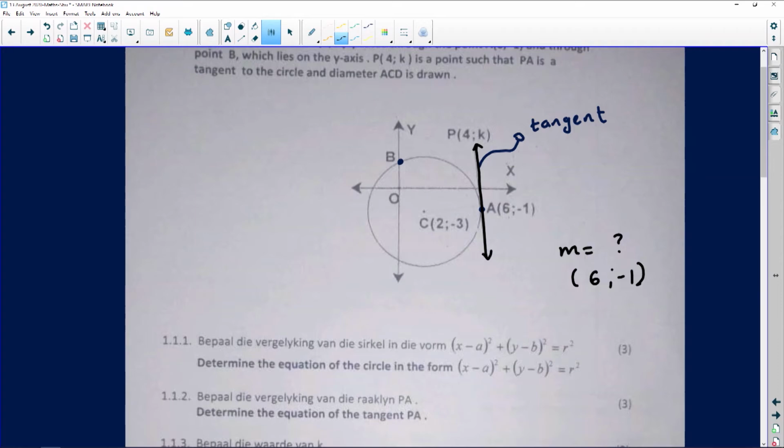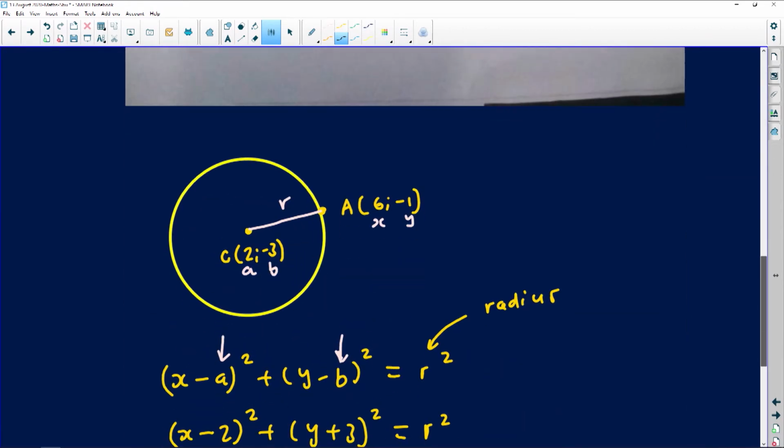So if we can find the gradient of the radius, we can use it to find the gradient of the tangent, because since they are perpendicular from our knowledge of Euclidean geometry, the product of the gradients of two perpendicular lines will always give you an answer of -1. So I'm going to find the gradient of the radius. Once I know it, I'll use it to find the gradient of the tangent, and then I will be able to find the equation of our tangent. Great stuff, right? So let's come back and check what will happen here.